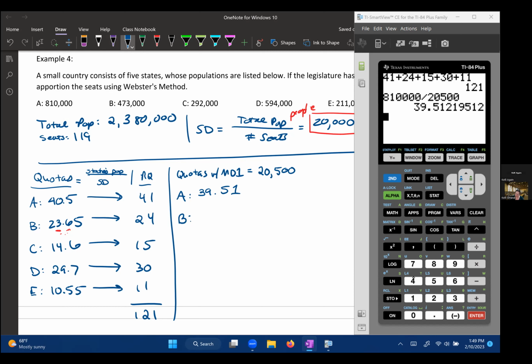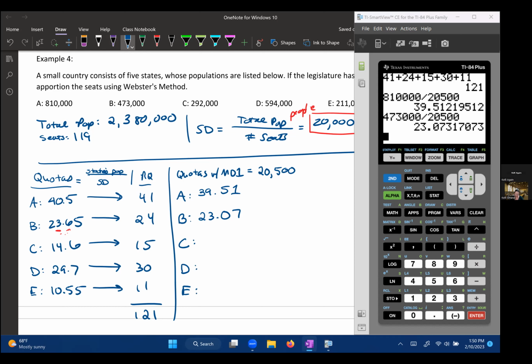State B's population was 473,000. I'm just using all the zeros now, even though 2 of them could be dropped, divided by 20,500. Make sure I don't make any errors. Okay, so that's 23.07. And I know when we round that one, it's going to go down to 23, so that's already the 2. We might have to do this again if some of these also change. If they all go down, then we're going to have too few, but if some go down and some go up and they balance, that's nice.